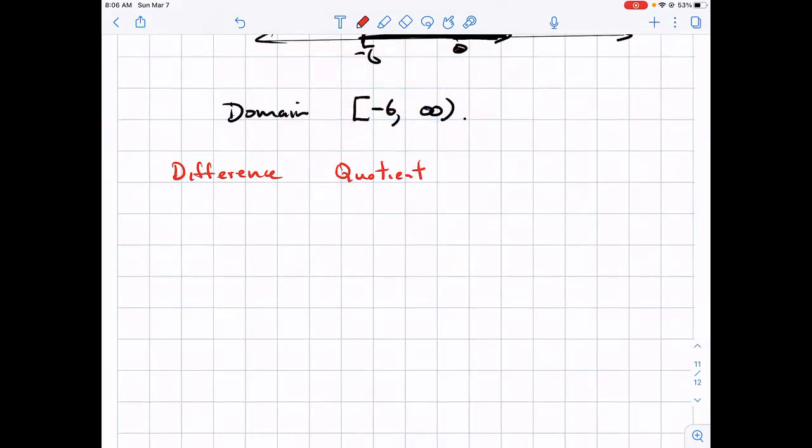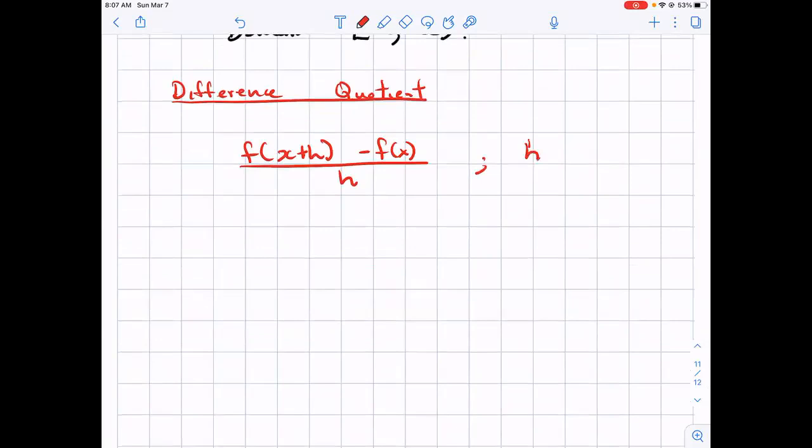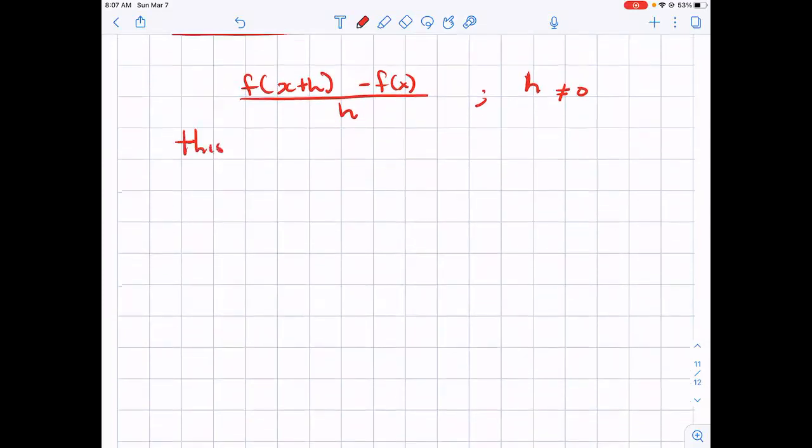And this is one of the basic definitions in calculus. Use the ratio. In calculus, we use this a lot. The difference quotient is f of x plus h minus f of x, everything over h. Notice since we have a fraction, h cannot be equal to 0. This ratio here is what we call the difference quotient.